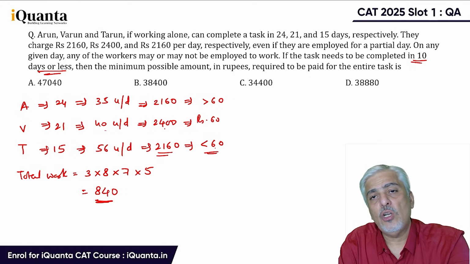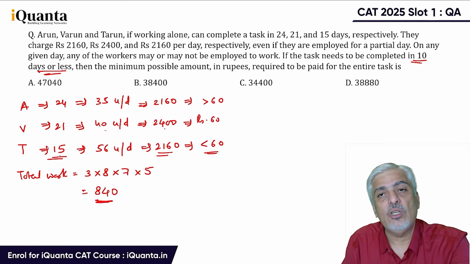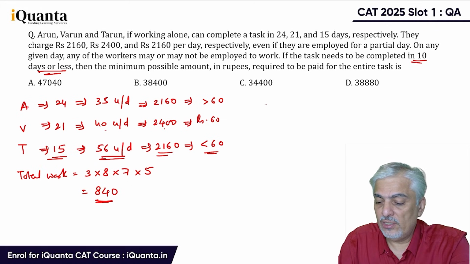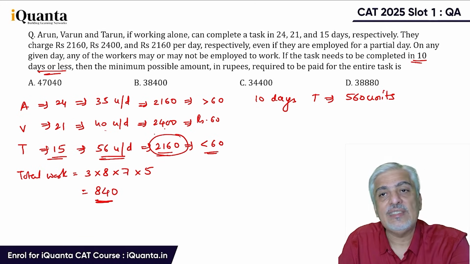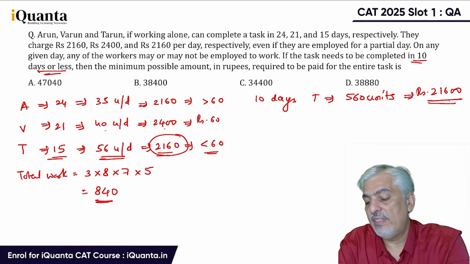So now, because you have 10 days available to you, let's utilize all the 10 days. And first, let's give all the work to T, because T is the cheapest laborer. He can do 56 units in one day. So in 10 days, T will do 560 units, for which one day he's going to be paid 2160. So for that, he will be paid rupees 21,600. So that is definitely done.